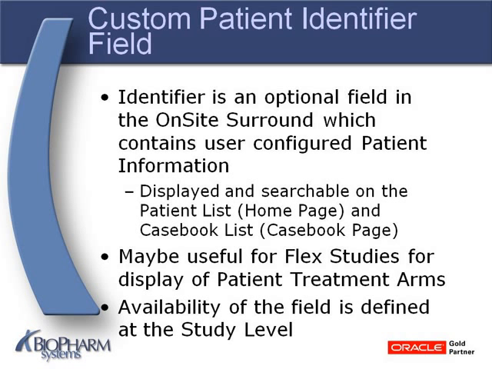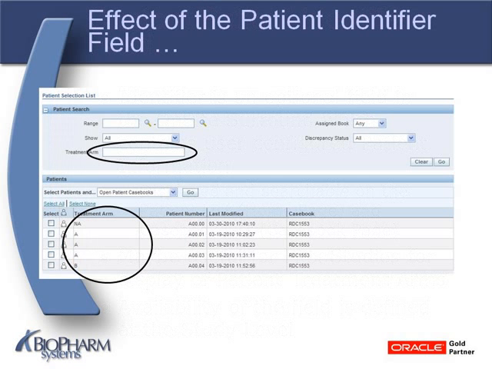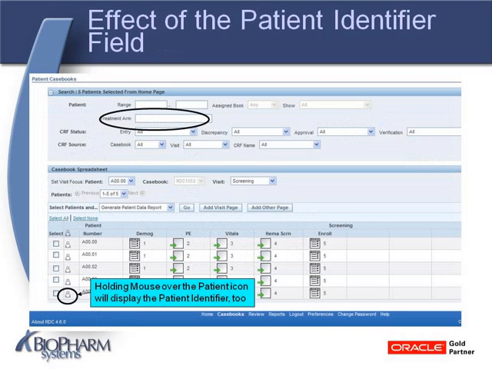Maybe perhaps you may want to display the treatment arm. It can be defined at the study level as well. Now, it is completely optional to use this new functionality, but if you do use it, it will appear on the main home page in the patient's area with whatever you've set up as your custom label, and also available for searching. It's also available in the casebooks area from the search area. And if you hover your mouse over the patient icon, it will display that additional patient identifier information as well.